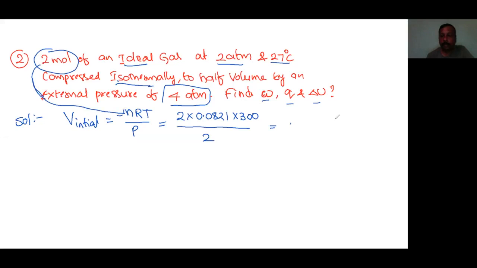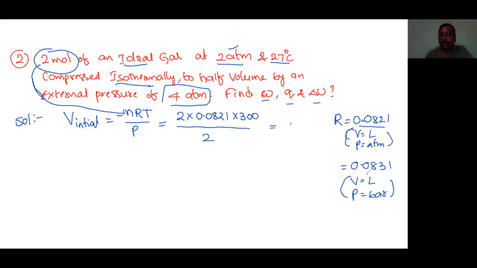People are having a lot of problem in selecting the R value, so I am explaining here. Once volume is in liter and pressure is in atmosphere, then take 0.0821. Volume should be in liter, pressure should be in atmosphere. You can see here in this question atmosphere and liter, so we will find the volume in liter if we use 0.0821. If volume is in liter and pressure is in bar, you will take 0.08314. These are the R selecting tricks I am telling you.